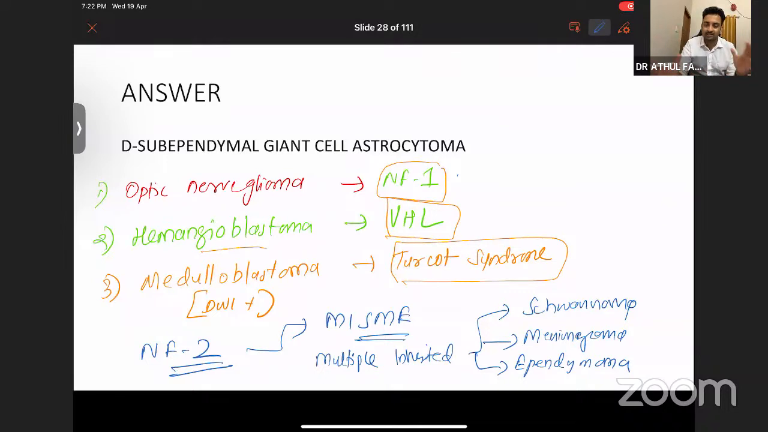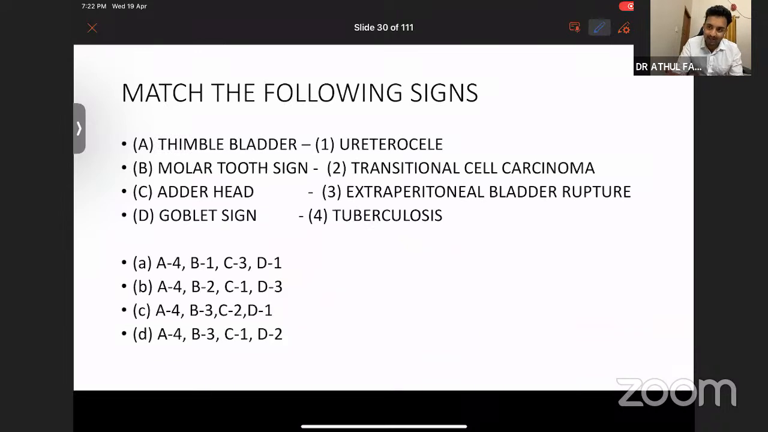Okay, just remember this, just revise this so that you will have an upper edge in your exams. Okay, so these are very important. They have been asked repeatedly. Okay, I hope this is clear. We will move forward. Again, another one, match the following. This is a very easy question.